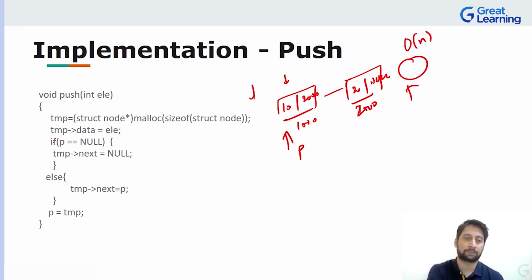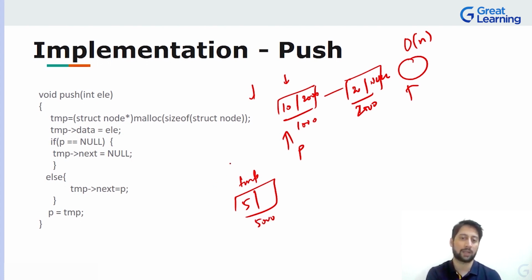So we first create the node, that is this. We create it with the help of this malloc function. We allocated its memory, and then we inserted the data. Let's suppose data is 5 and we have address as 5000. Okay, so this is our temp. So what we did, we inserted the value. So these two steps are done. Then we check if p is null. No, p is not null. This will not be executed.